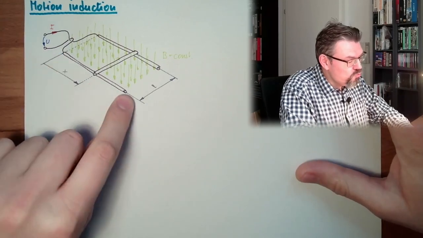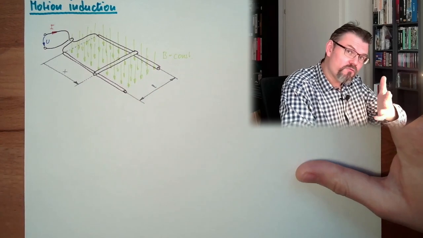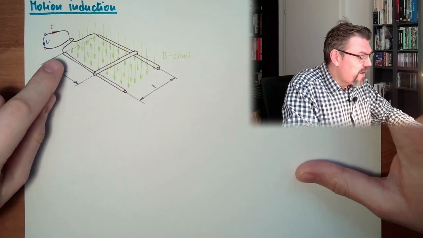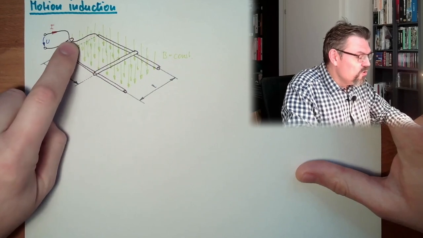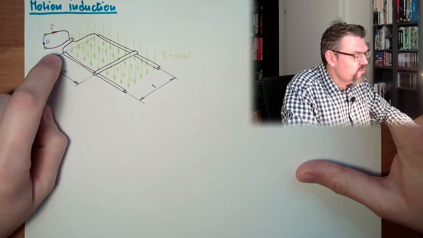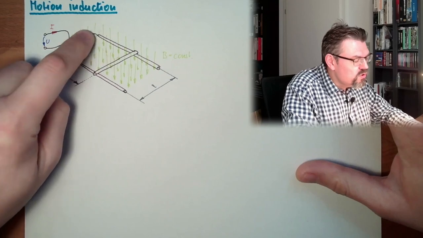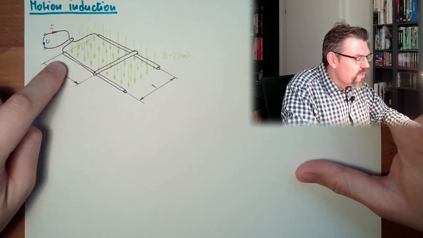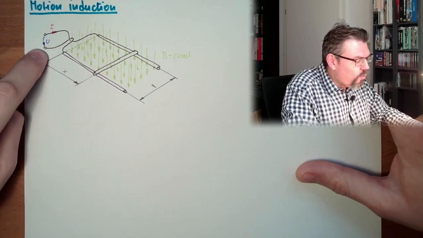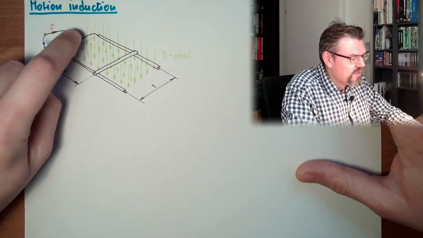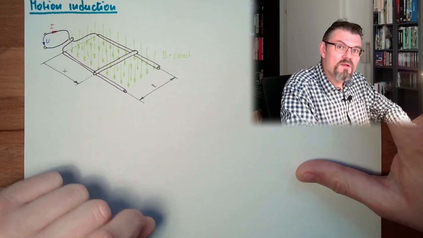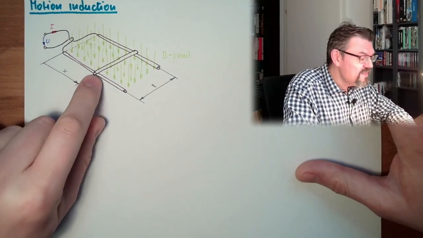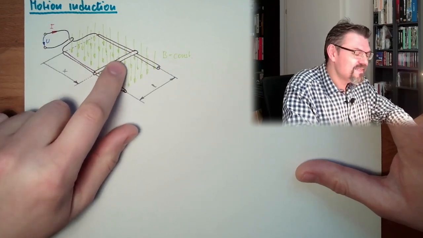We have two rails. Those are conductive rails. And here we have the end. I made this little node here to indicate we have a closed loop, but you see the lower part is still the lower part and the upper part is still the upper part, just to close the loop. The other closing of the loop is this rail. This is actually a slider.